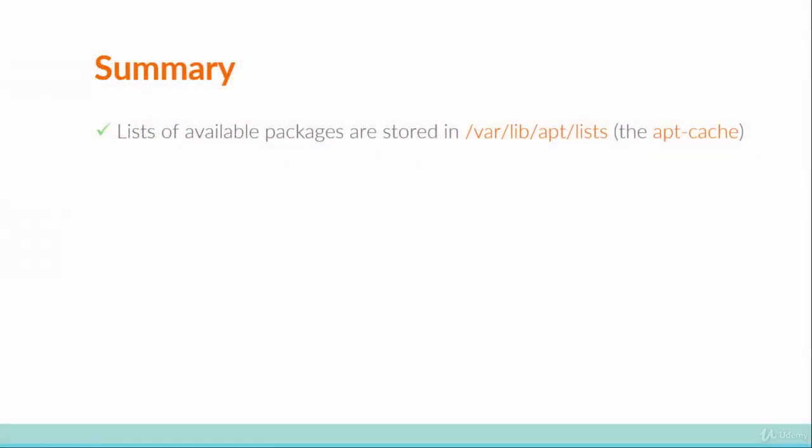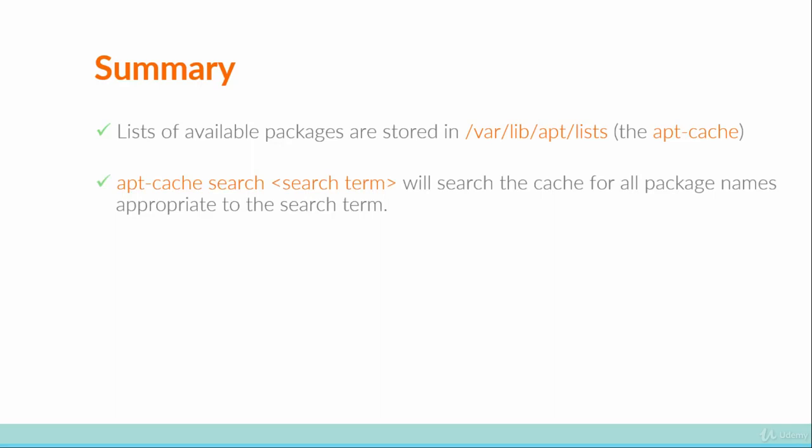So now we understand that for performance benefits, apt saves a cache of all available Ubuntu packages on your local system in the /var/lib/apt/lists directory. Okay, and that's called the apt cache. That folder is called the apt cache, and by searching the apt cache using apt-cache search and then a search term, apt will search all of the lists in that cache, in that folder, for any package names that have something to do with that search term.